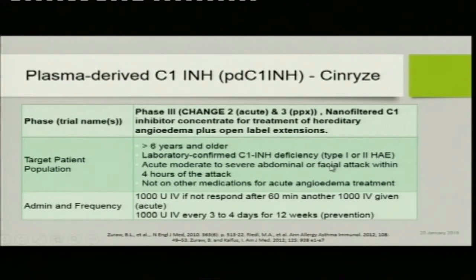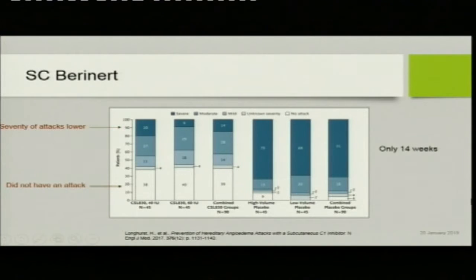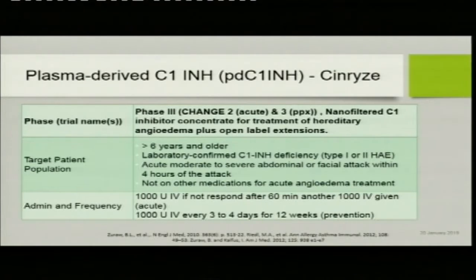Now, this study was only 14 days, but there's now an extension of this study. They're shooting for 52 weeks, so we'll see what comes with that study. The second one is called Sunrise. It's again the same thing, a plasma-derived C1 esterase inhibitor.